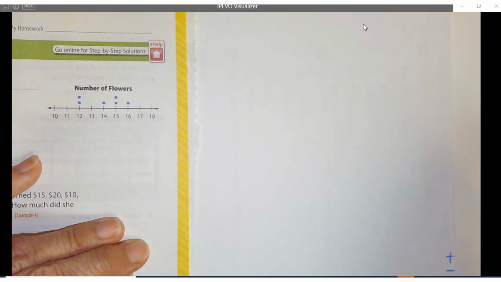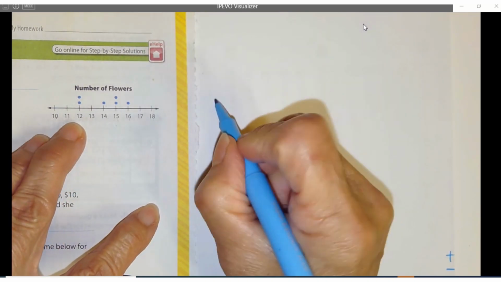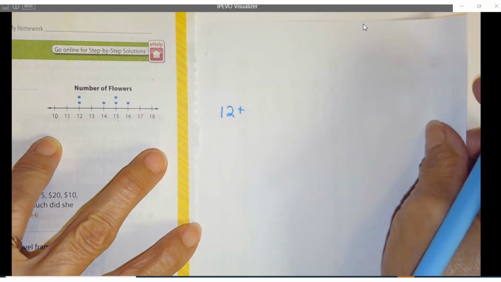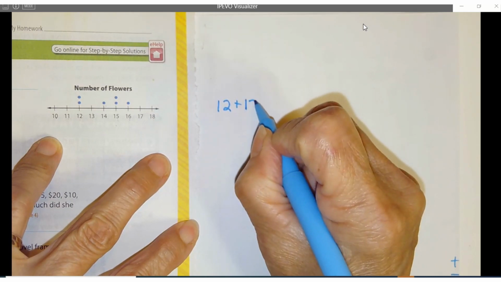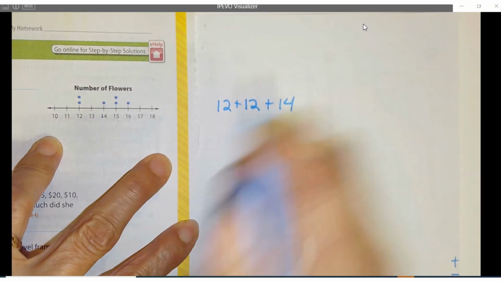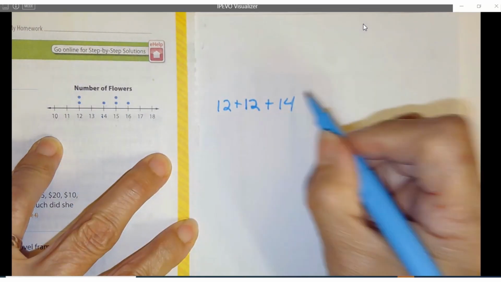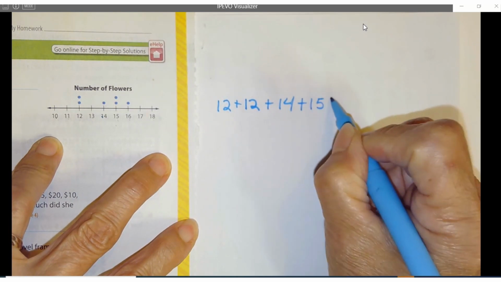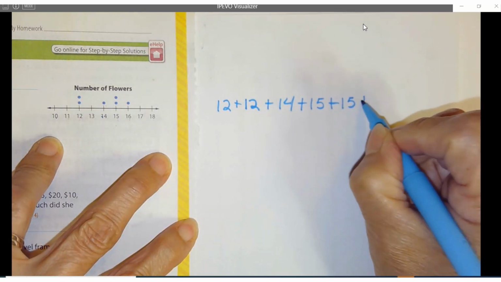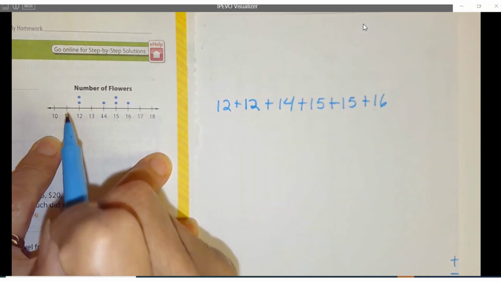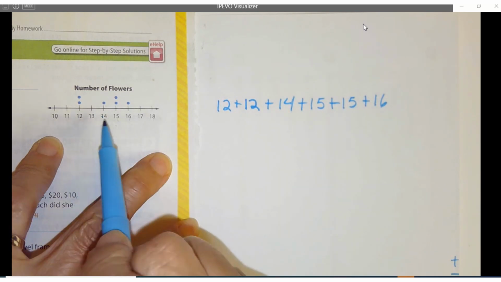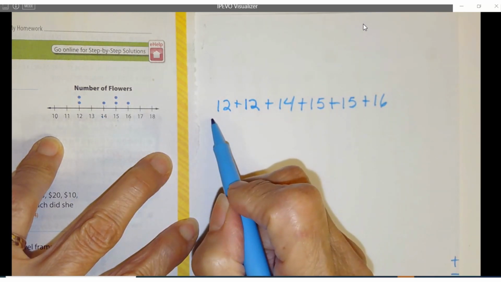So when we write our data down, I'm going to do it lengthwise. 2 at 12, I'm going to go 12 plus 12 plus 14 plus 2 15s plus 1 16. So I have a total of 1, 2, 3, 4, 5, 6. Confirm that I have them all. That's correct. I'm going to put my line here.